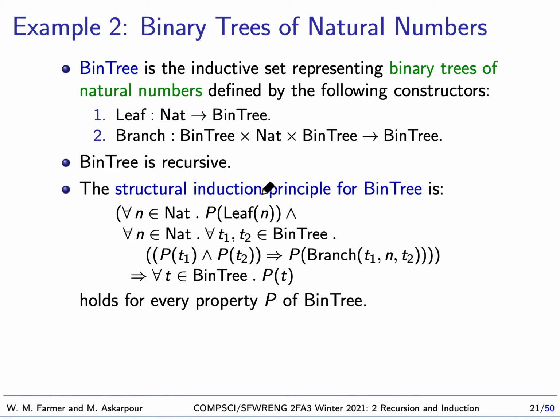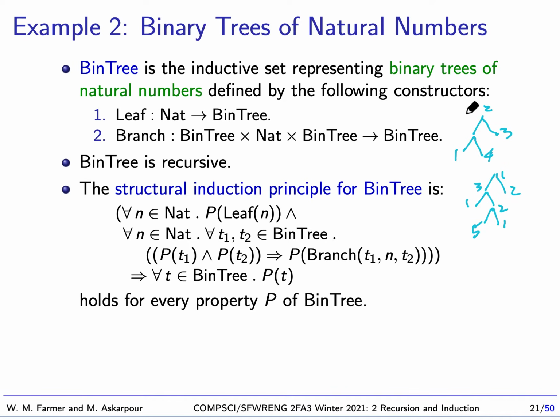Okay, so let's look at another example. This example is binary trees of natural numbers. So we're going to define a set called bin tree. It's an inductive set that represents binary trees. So what is a binary tree? It's a tree that looks like this, or like this. And the tree has natural numbers at every node. So we could have 2, 3, 4, 1, 1, 2, 1, 2, 3, 1, 5, something like that.